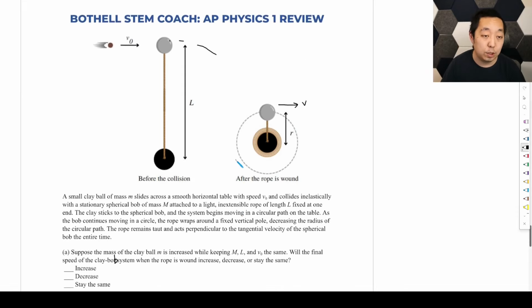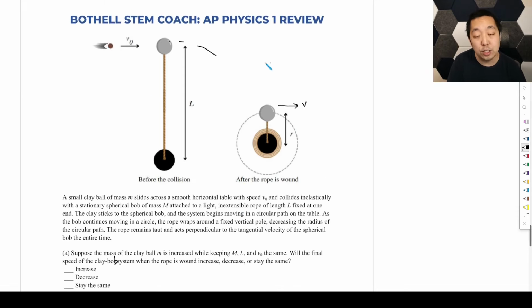So during this entire motion, we have to think about it's a collision, so we should be thinking angular impulse causes a change in angular momentum. Now here, if we think about the system as being these guys here, we want to ask ourselves, as they collide and as it moves around, is there any external torque on the system?